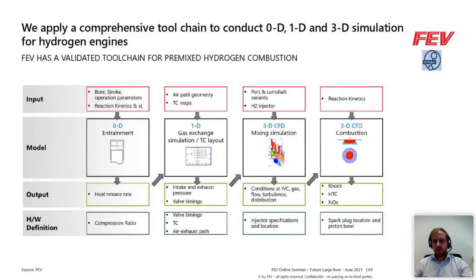So we've taken a look at the challenges for the hydrogen internal combustion engine, but we are, of course, always interested in solving these challenges or improving on our combustion system. And for that purpose, we apply a comprehensive tool chain that we've also validated with our test results. So we are starting from 0D with an entrainment model that we can use to pre-optimize the compression ratio. Then 1D gas exchange simulations to optimize the valve timing, but also the turbocharger layout. On the 3D CFD side, we are starting with mixture formation simulations, for example, injector spray targeting and injector location.